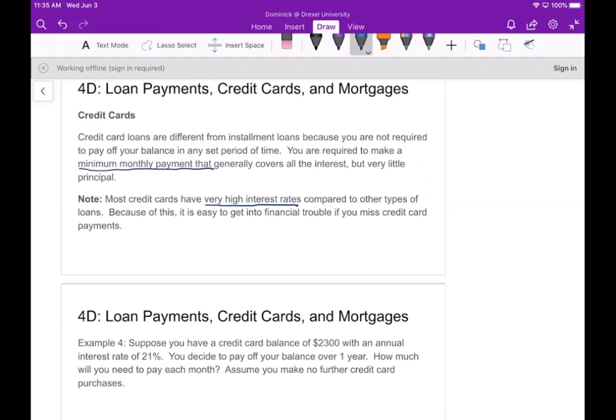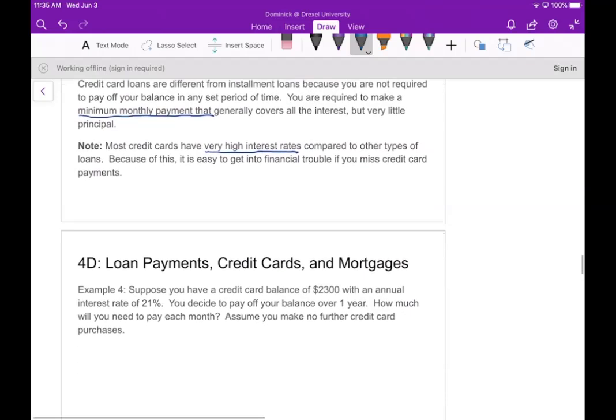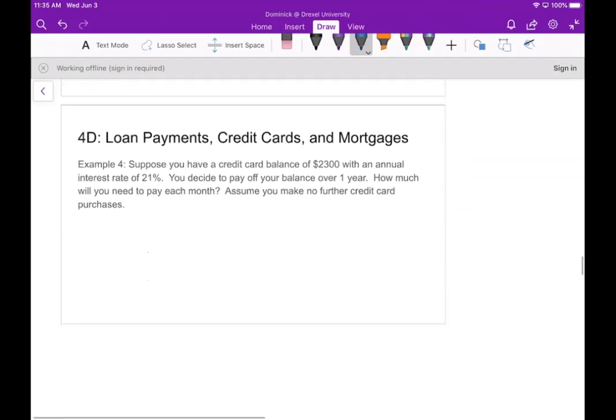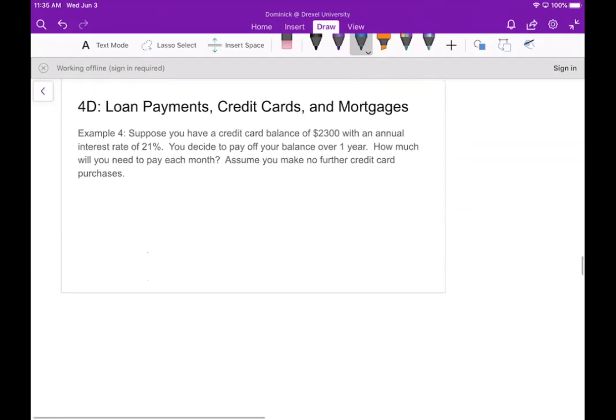Now, you have to be careful of these very high interest rates on credit cards, because if you do miss payments, it's very easy to get into financial trouble. Right? So for example, let's suppose that we have a credit card balance of $2,300 with an annual interest rate of 21%. Now we decide to pay off our balance over 1 year. Now we want to know how much we will need to pay each month, and assume that we make no further purchases. Okay, so this is the same formula as before.